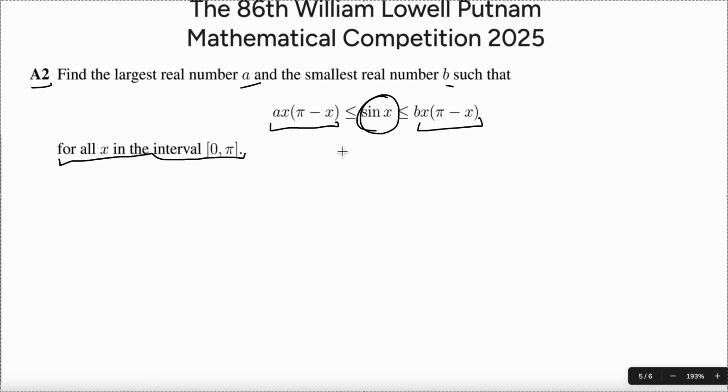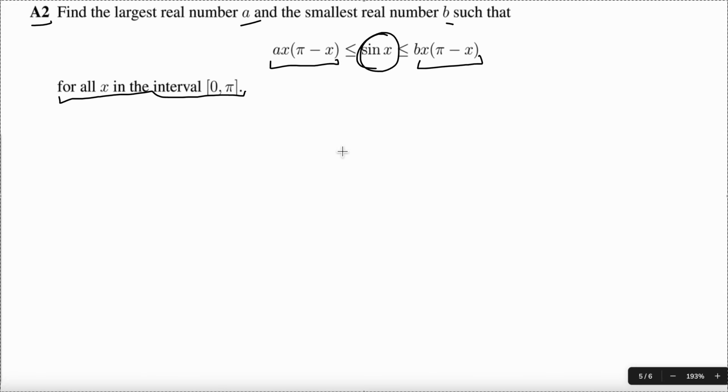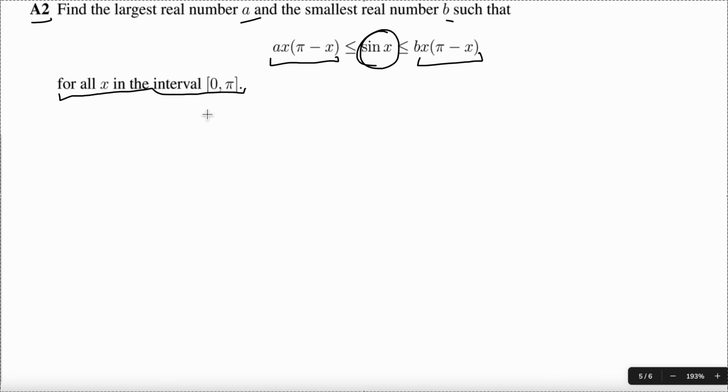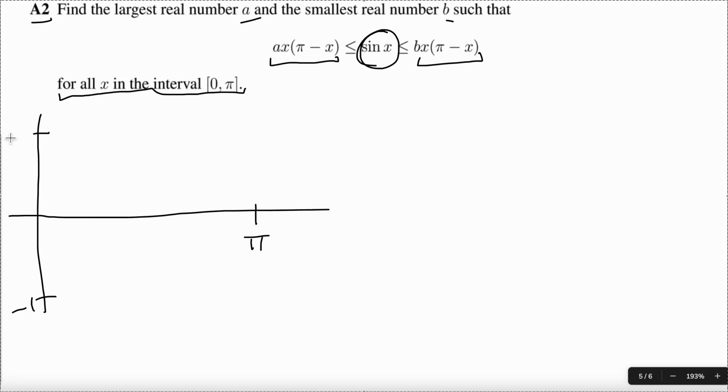So I'm just going to start out by drawing this and making a sketch. So let's see, 0 to pi, so our interval is going to look something like this. Let's say this is pi, this is -1, this is +1. So our function sine of x is going to look something like that. Okay, and I'll draw it in a different color even. So our function sine of x is going to be in red.